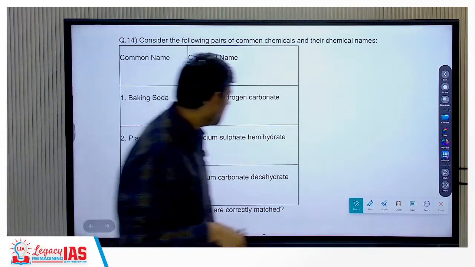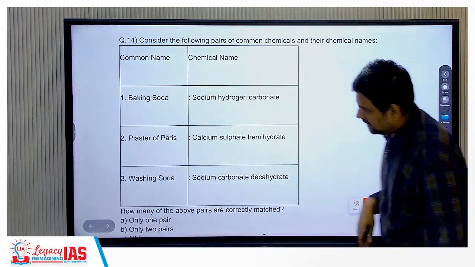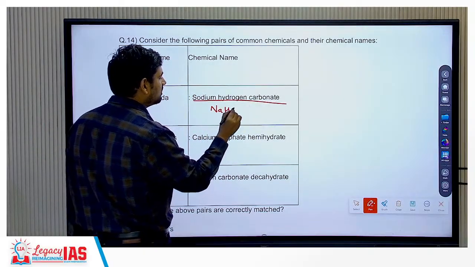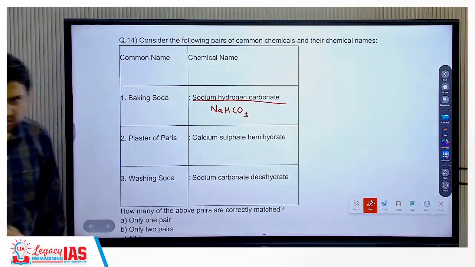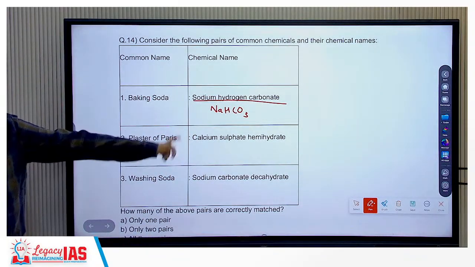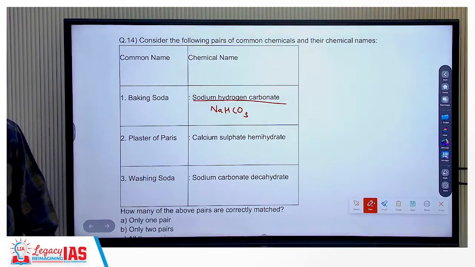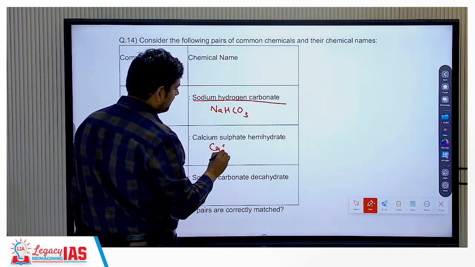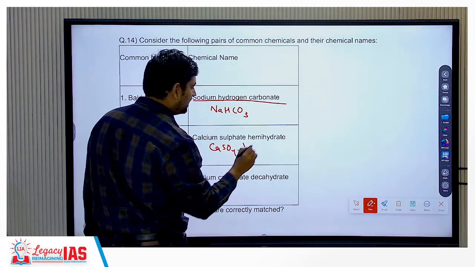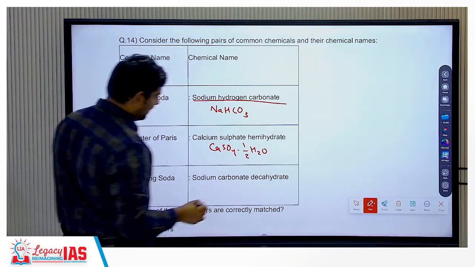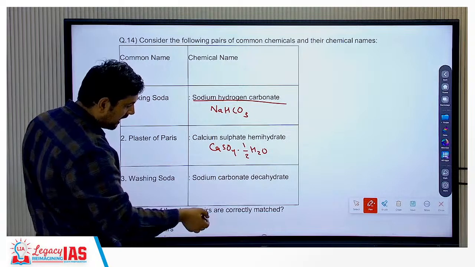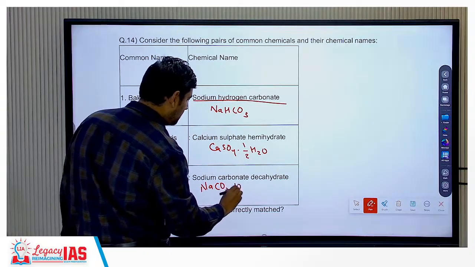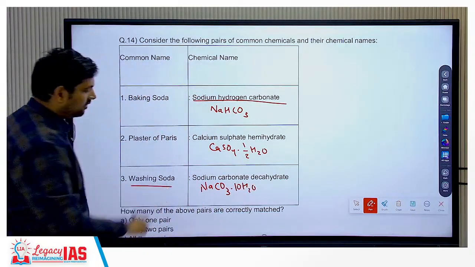This is baking soda, plaster of Paris and washing soda. Baking soda is sodium hydrogen carbonate, NaHCO3. Please remember them, because they are asked a lot in class 9 and class 10 exams. They used to be asked a lot, and now they may suddenly give it. Then plaster of Paris is CaSO4 dot, see, hemihydrate means half H2O. Then sodium carbonate decahydrate, Na2CO3 dot 10 H2O. This is washing soda.